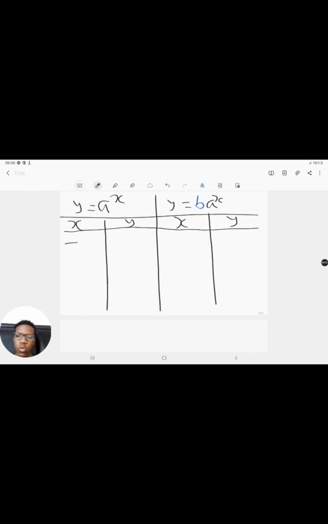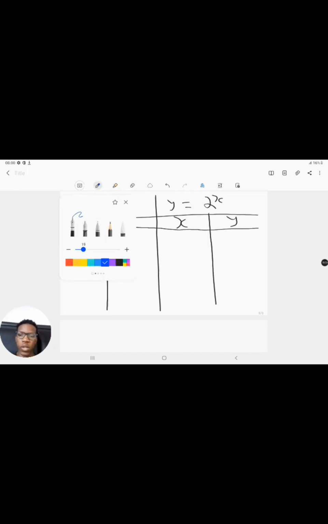if x is equal to minus 1, y is equal to a to the power of minus 1. Now let's say a is 2. So I'm going to erase a and replace it with 2's. That's 2 to the power of x, and that's 2 to the power of x. Then I'm going to erase that b there, and for b, let's choose a random number, 3.